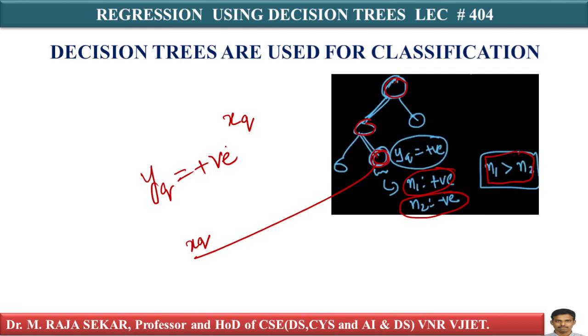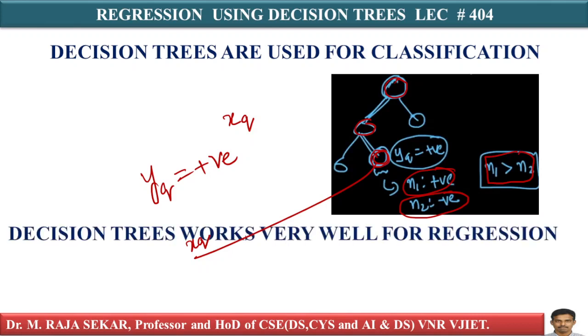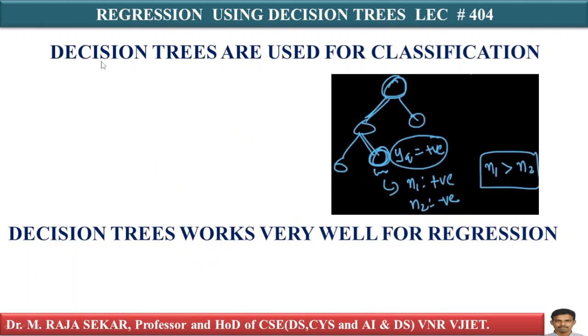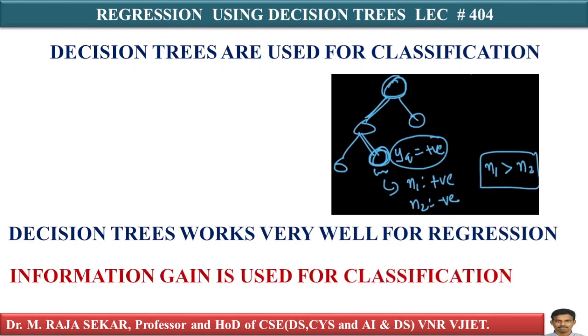For regression also, decision trees are very easily extended and work very well. That we must understand. So the way it works is, you need not use information gain anymore. Information gain is used for classification.